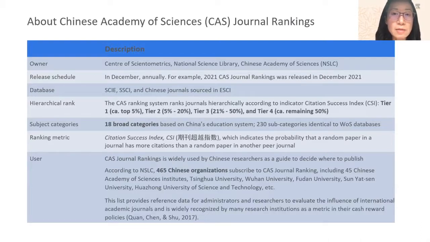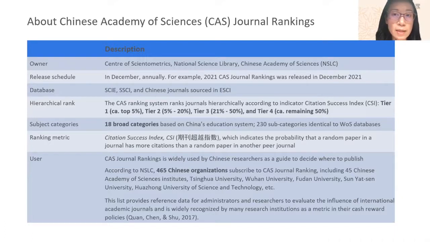So this journal rankings list is released every year in December, and its database is mainly based on SCIE, SSCI, and one additional part: 113 Chinese journals sourced in ESCI. In other words, it's basically the JCR database plus the Chinese journals sourced from ESCI.